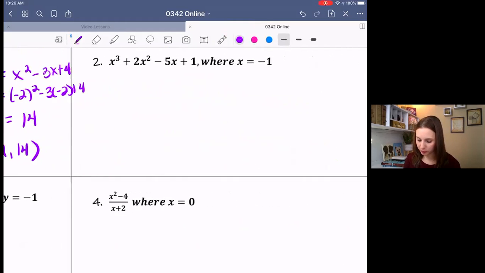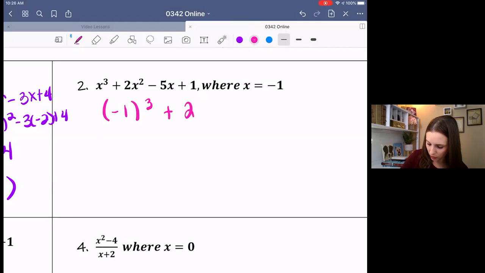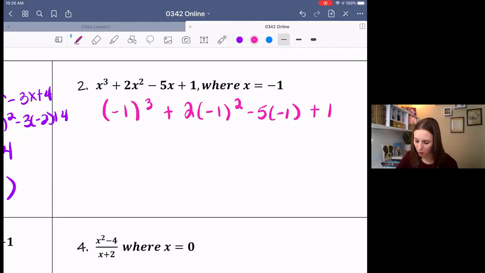It's very similar. If you want to pause it and try it on your own and then come back, that would be a good idea. That's a good way to practice. So I'm assuming you paused it. If you paused it, you should now have -1 to the third plus 2 times -1 squared minus 5 times -1 plus 1. So I substituted -1 here, here, and here. Everywhere there was an x.